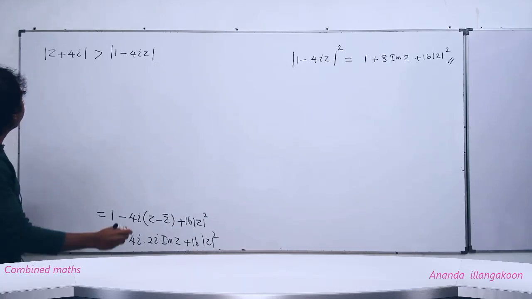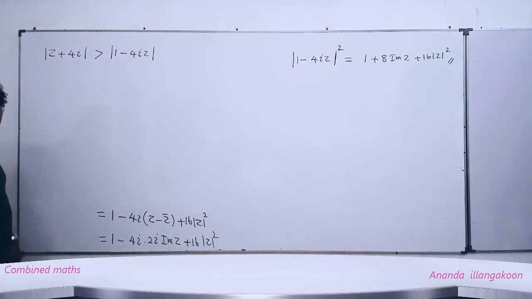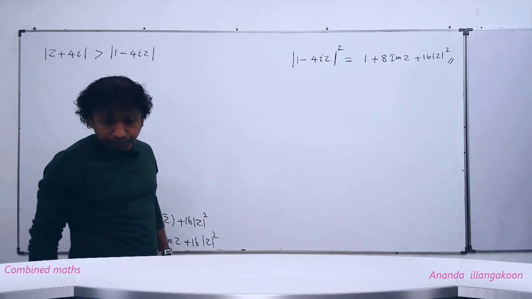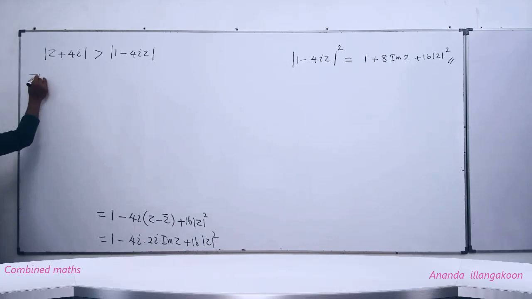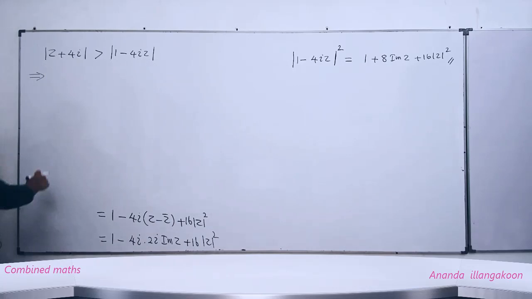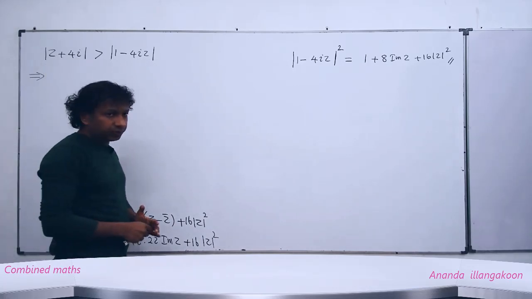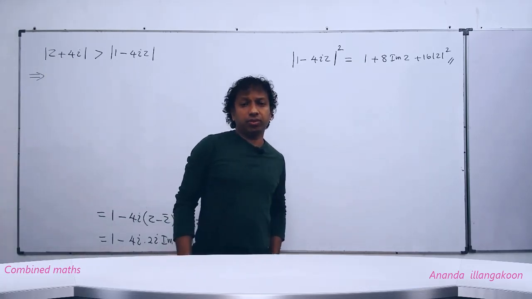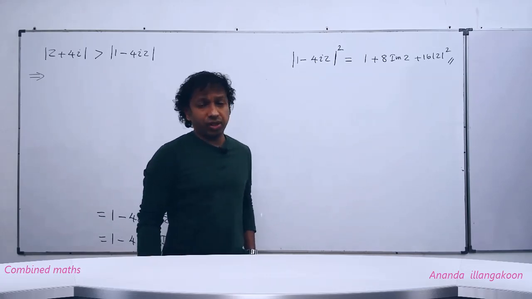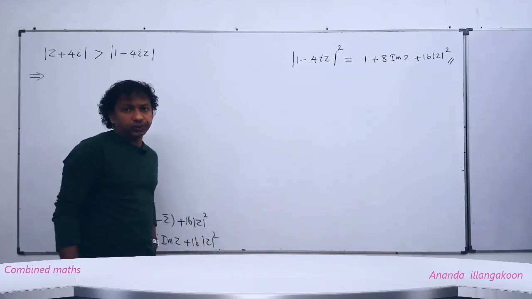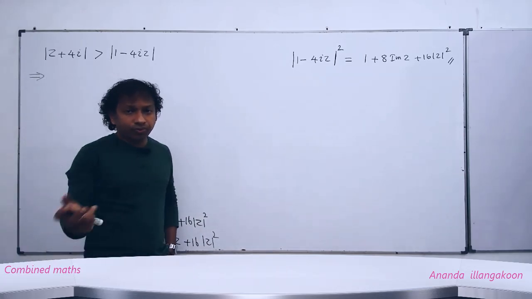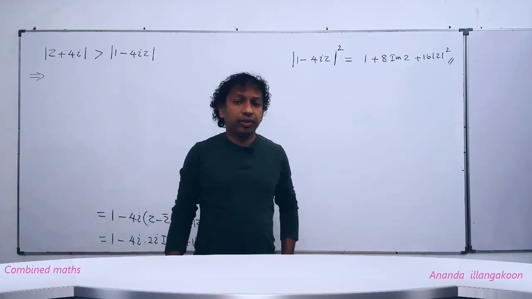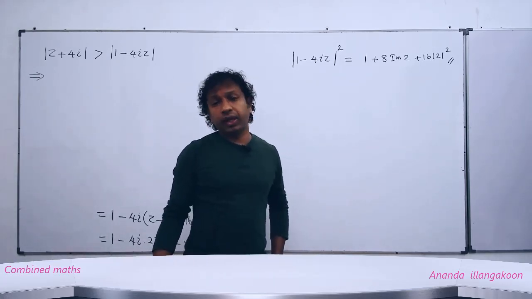People, now starting from here, we'll prove mod z less than 1. How to prove that? We'll square both sides. After squaring this, what do we get? Both sides are positive. Why can you say that both sides are positive, people? Both sides are moduli of complex numbers, and the modulus of a complex number is always a positive value. So if both sides of an inequality are positive, we can square both sides, right?